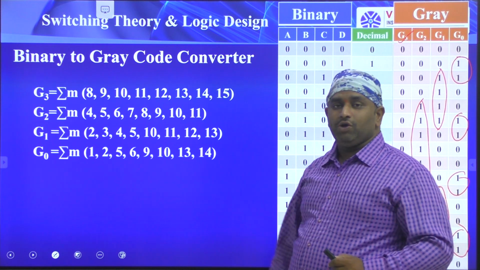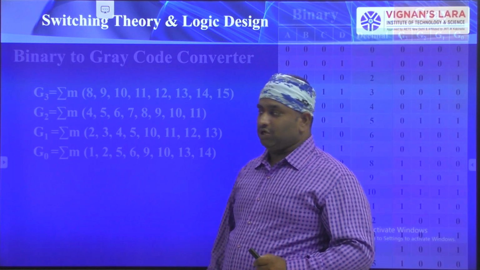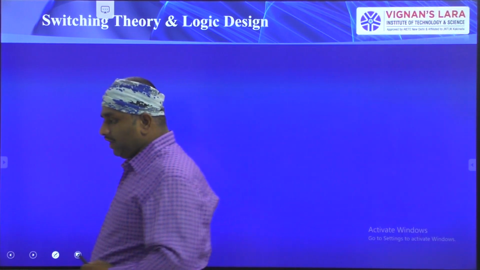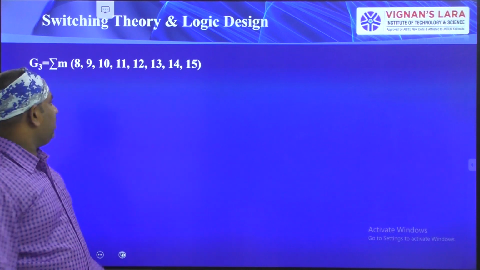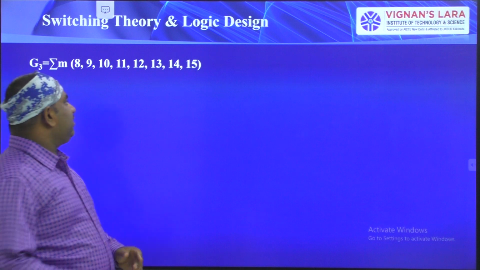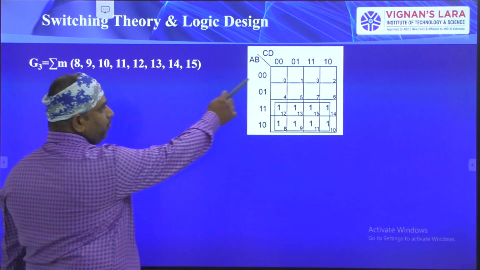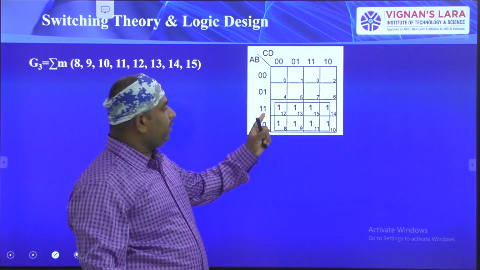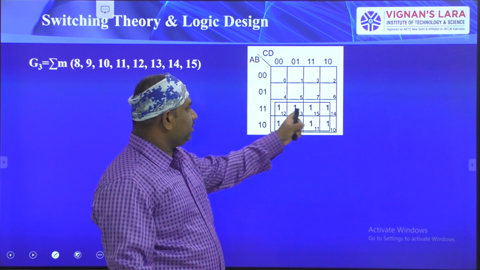What is the next step? You have to draw the K-map and write down the simplified expressions. So the first function, G3 is equal to sigma small m of 8, 9, 10, 11, 12, 13, 14, 15. Now its corresponding K-map: I have drawn the K-map and represented 8 through 15 here.